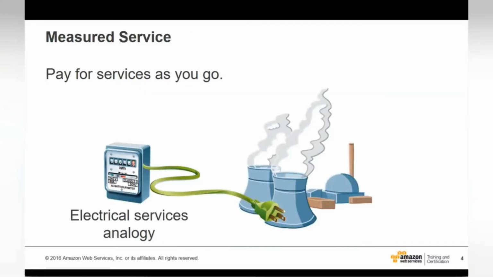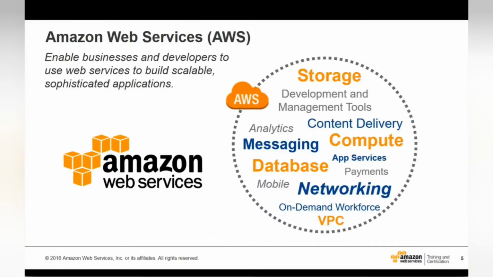So another way of looking at it, you don't need to build a power station if you just want to turn the kettle on. You should pay for services as and when you need them, and this is how we think of it. We think of them as measured services. And Amazon Web Services as a whole has many products, so you'll see that shortly.